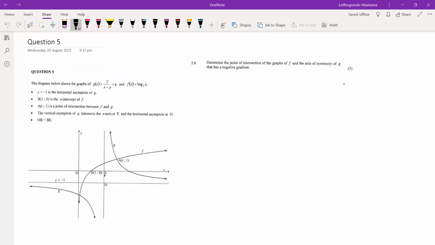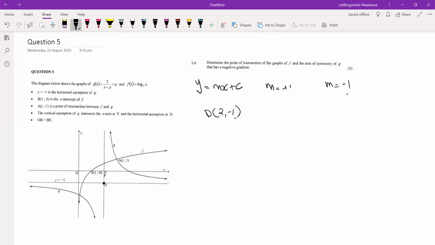Now, our axis of symmetry of g is a linear equation. It has the general equation y equals mx plus c. There are two of them. There is one with a positive gradient, and there is one with the negative gradient. One thing we know for certain is either the positive or the negative has to pass through this point here, which is the intersection between our horizontal asymptote and our vertical asymptote. So we know it has a point, and that point is D. And we have solved for D. D is 2 and minus 1.